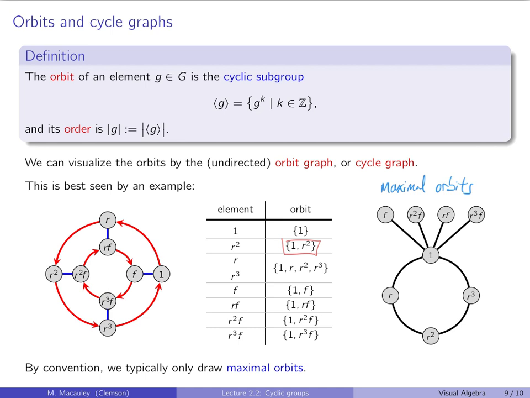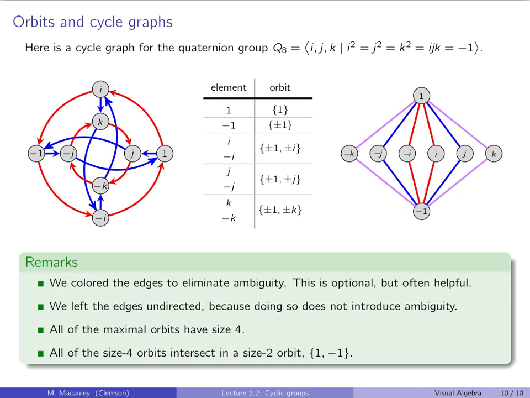So let's finish with one more example. Here is a cycle graph for the quaternion group Q8 that we first saw in the lecture on Cayley tables in the previous chapter. Here are the 8 elements, and remember that in this group, i squared equals j squared equals k squared equals -1, which means that i, j, and k and their negatives all generate orbits of size 4. So here they are. i and negative i generate ±1, ±i. Same, analogously, with j and k.